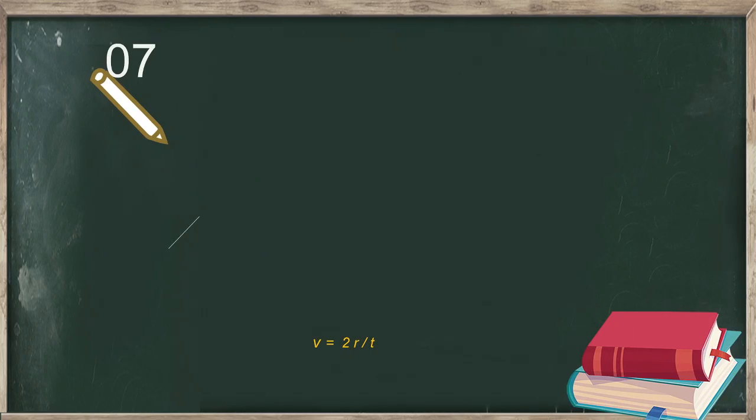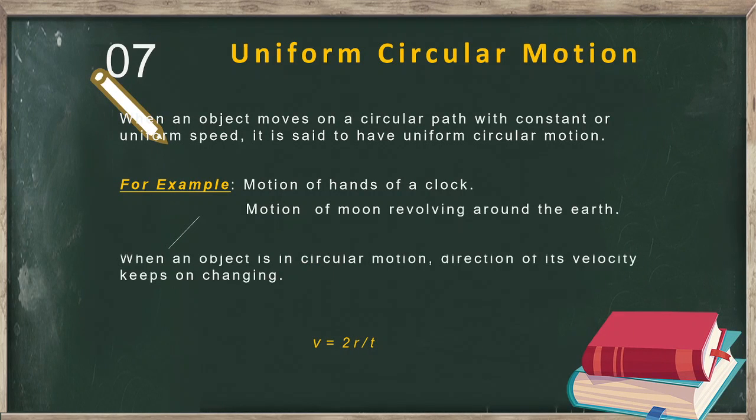Let us go for the next and last concept, uniform circular motion. When an object moves on a circular path with a constant or uniform speed, it is said to have uniform circular motion. For example, the motion of the hands of a clock, or the motion of the moon revolving around the earth. When an object is in circular motion, the direction of its velocity keeps on changing. When the radius is r, the velocity v is given by v = 2πr/t. When an object moves in a circular path with a uniform speed, its motion is called uniform circular motion.